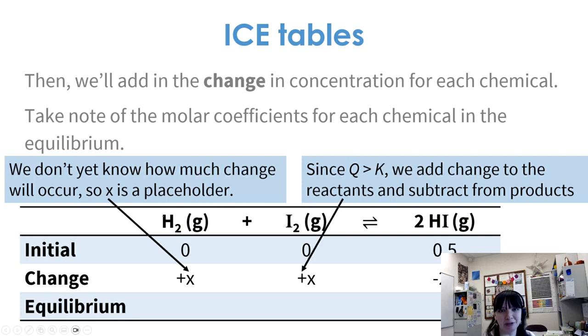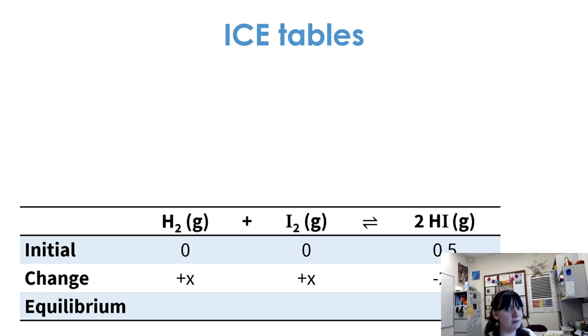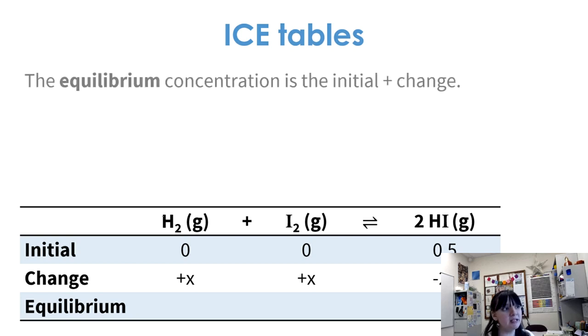Again, keep in mind the molar coefficients and keep in mind which way the reaction is shifting, if we're going to add to the products or add to the reactants, and go based off of that. Now for our final row in the ICE table, that represents the equilibrium concentration, in essence our final concentration after we've changed our initial amount. And so the equilibrium concentration is determined as just the initial plus the change.